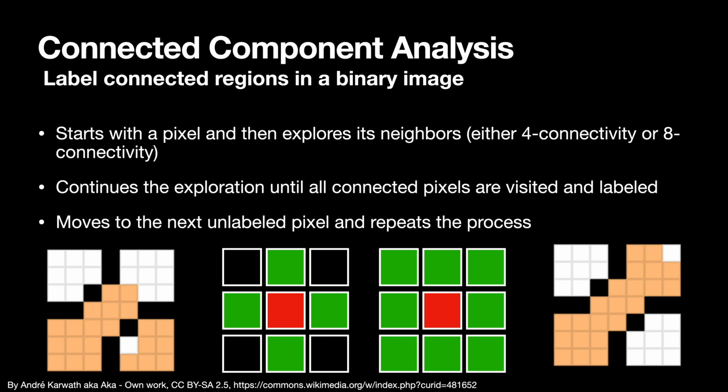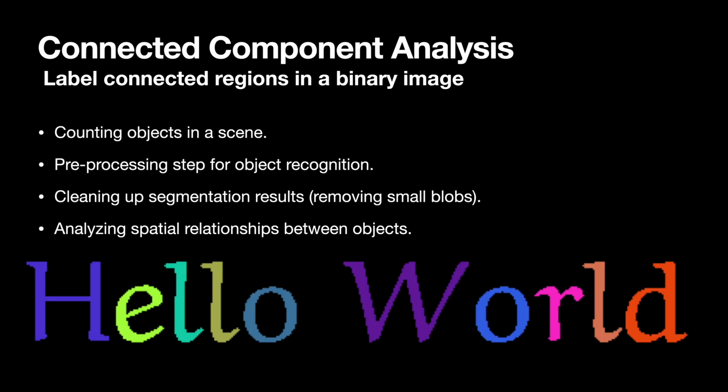These are basically flood-fill algorithms. You start at a seed pixel, and then explore until you've found all the connected pixels. You can have 4-way or 8-way connectivity. This is a really handy algorithm. You can count things in a scene, extract the pixels and use object recognition, clean up segmentation results by removing small blobs, and you can work out the location of blobs. It's really very powerful and it's used an awful lot.